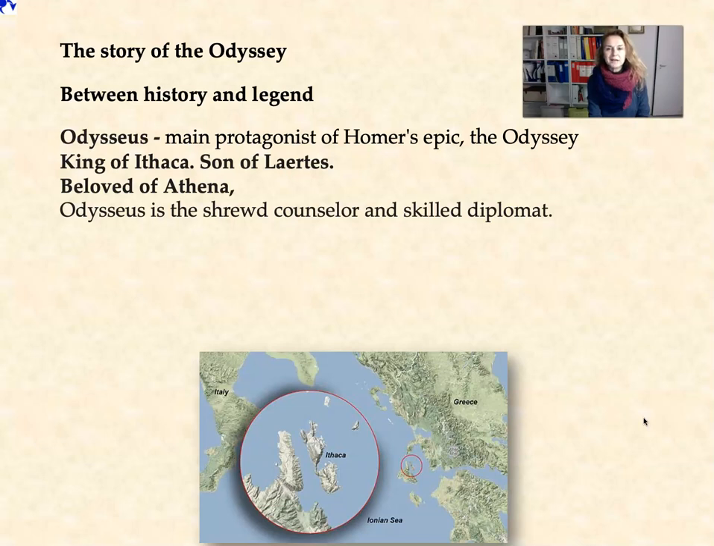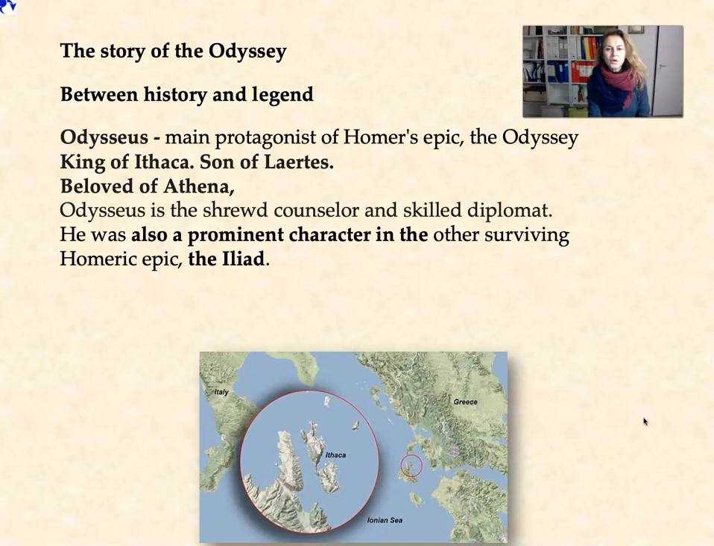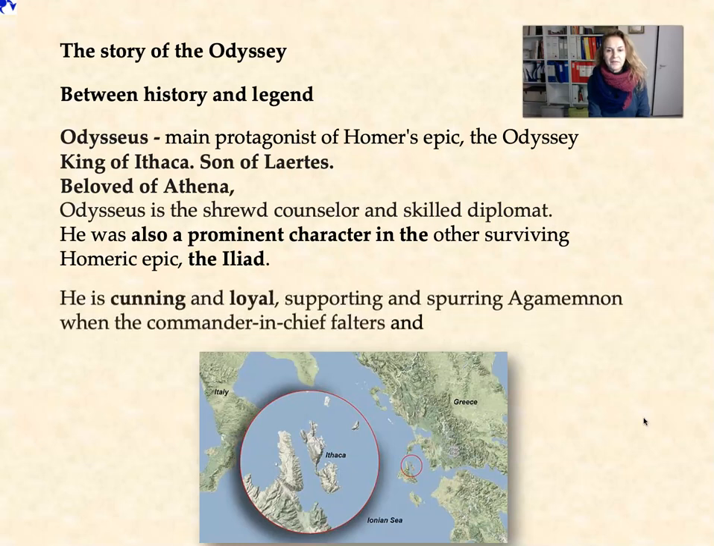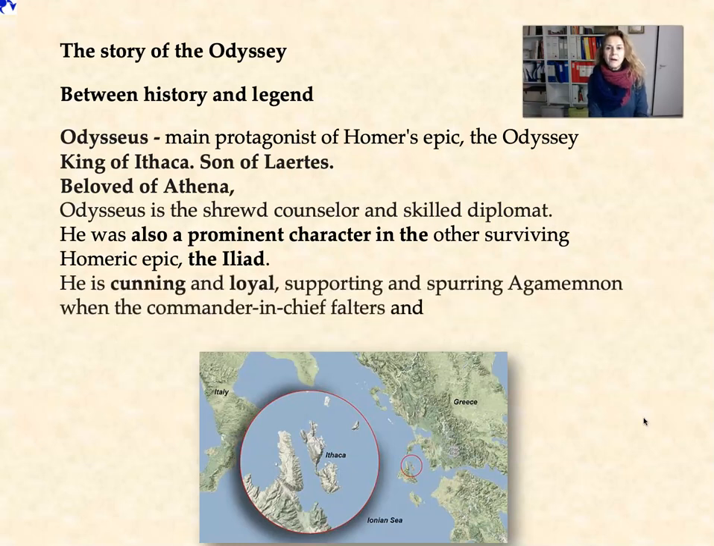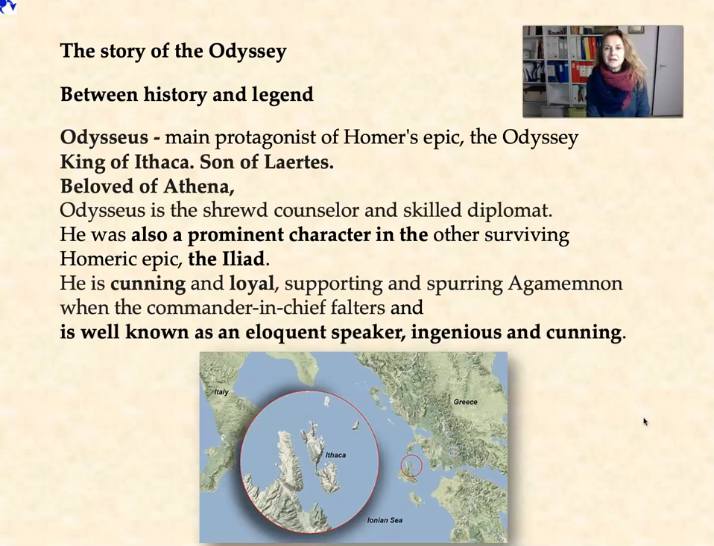In the Iliad we understand this very well. He was also a prominent character in the Iliad, not only in the Odyssey. So he's to be remembered as cunning, loyal, and during the Trojan War, supporting King Agamemnon, so the leaders of the Greek forces, when the commander falters, and so Odysseus is very well known through this to be an eloquent speaker, very ingenious and cunning.